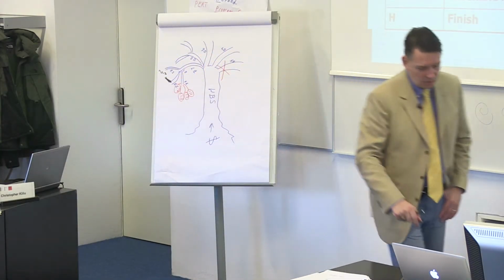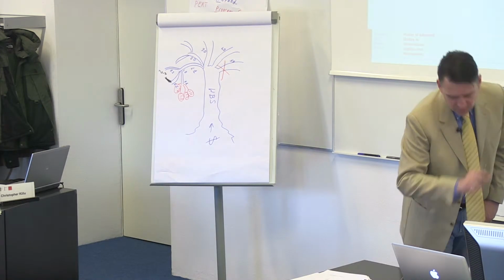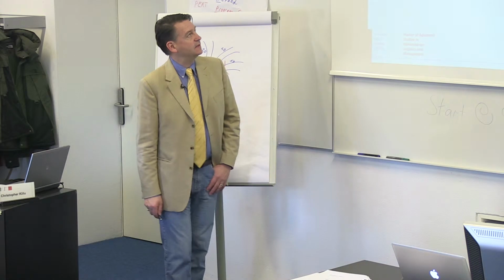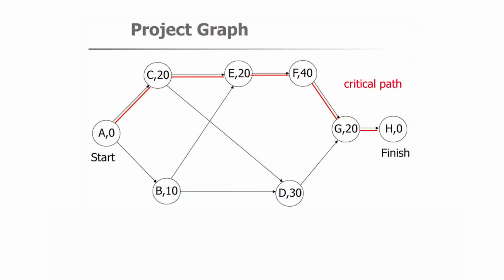Okay? So if we follow the rules that I described, we get a graph that looks like this. Okay? So A is our start task. You see it has duration 0. It's just a dummy task to anchor the project. And the finish task is over here, and it also has duration 0.